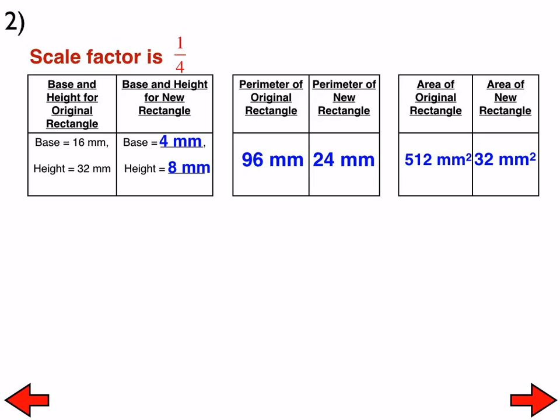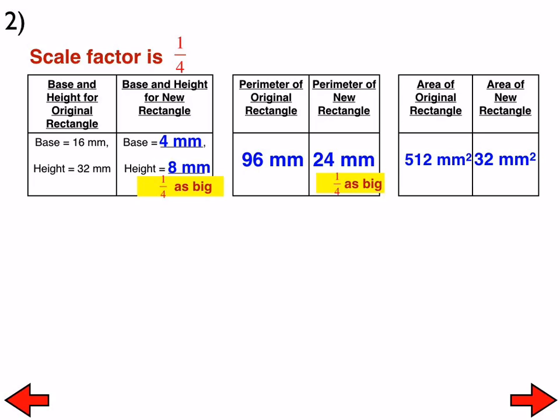So what's the relationship between all of these things? Well, the scale factor is 1/4. So the side lengths of the new rectangle are 1/4 as big. The perimeter is also 1/4 as big. However, the area is not 1/4 as big. Have a quick conversation about what it actually is. Go.